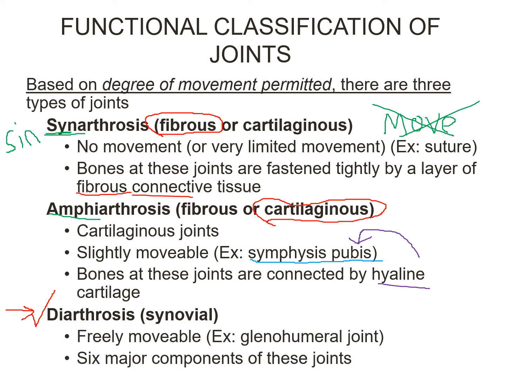And then last but not least, the diarthrotic joints, once again, freely movable. You can see an example here. We'll talk about this in detail. The glenohumeral joint. What in the world is that?